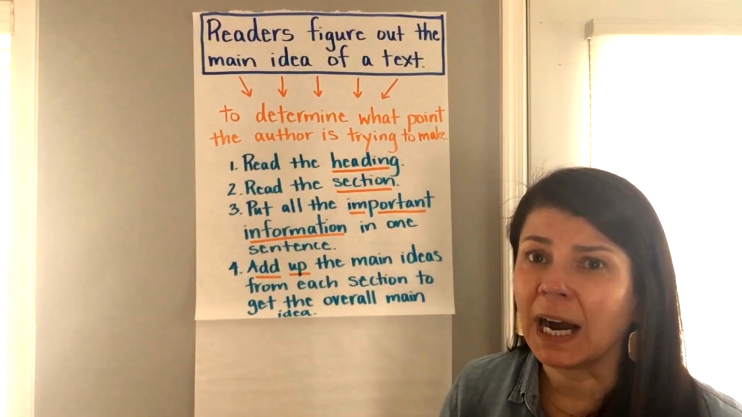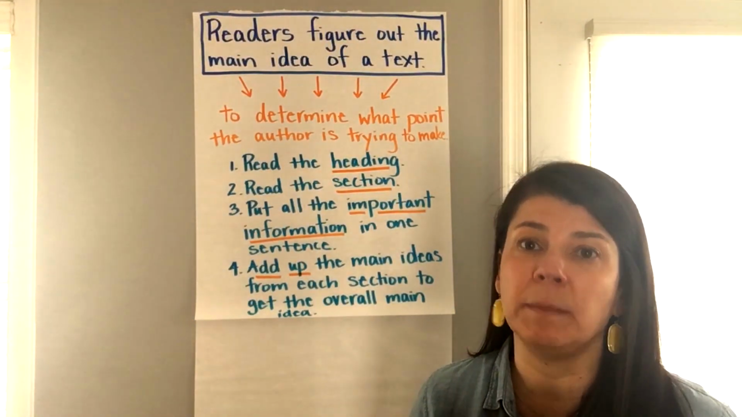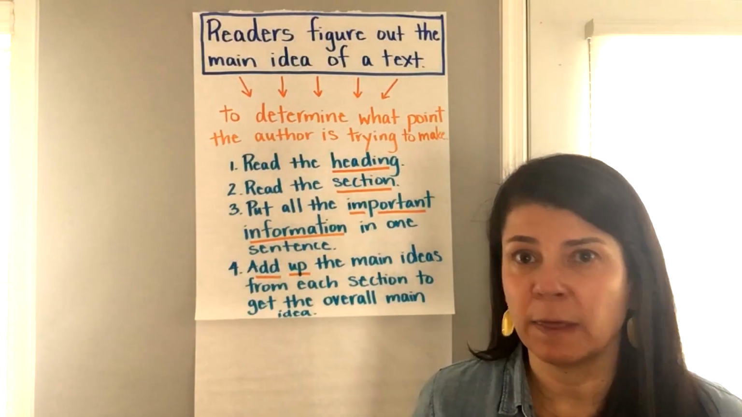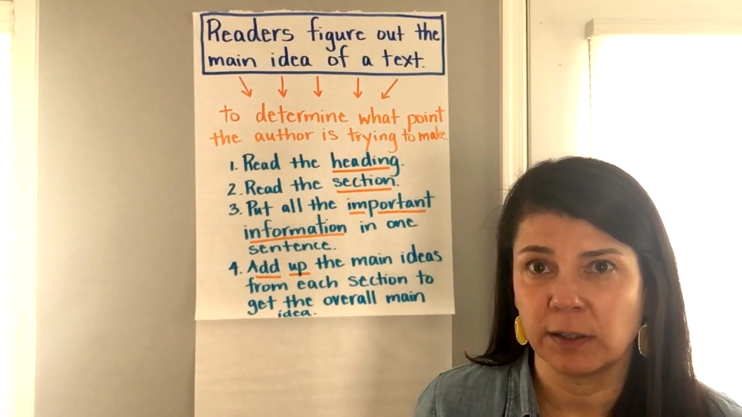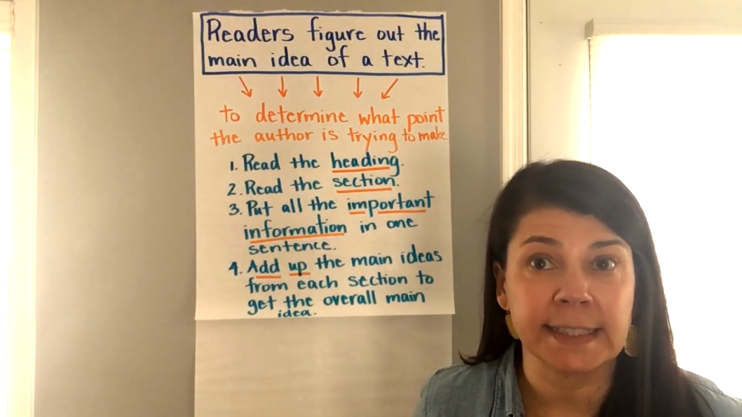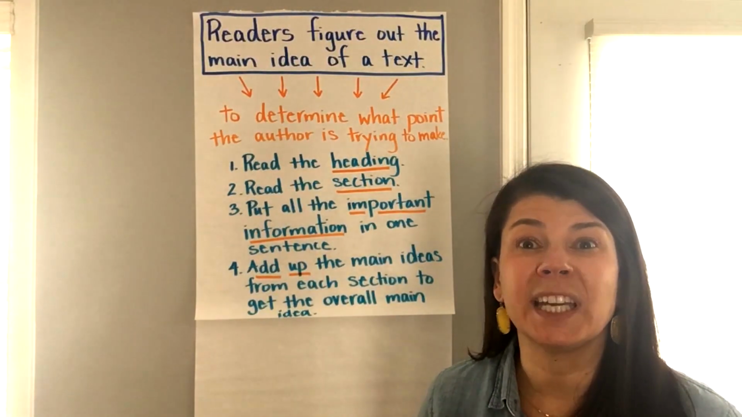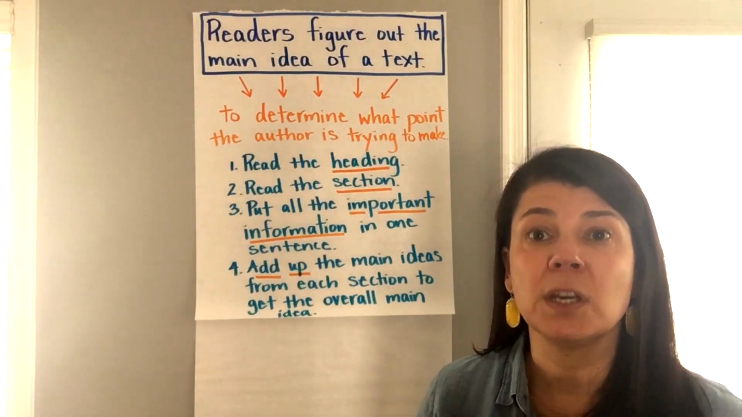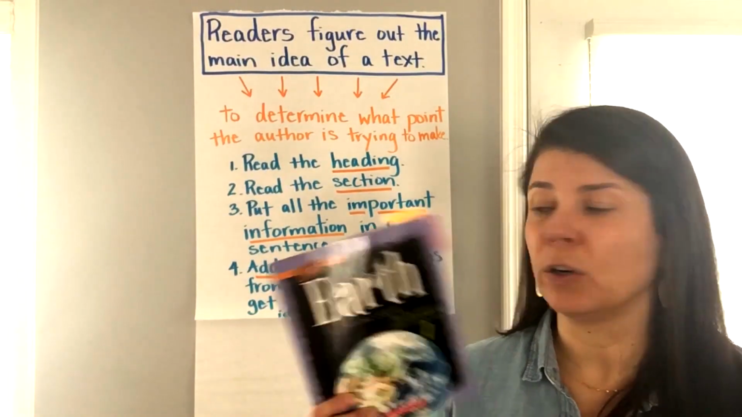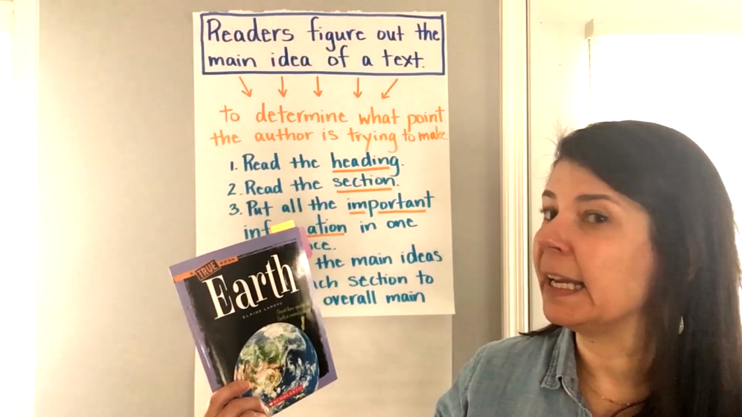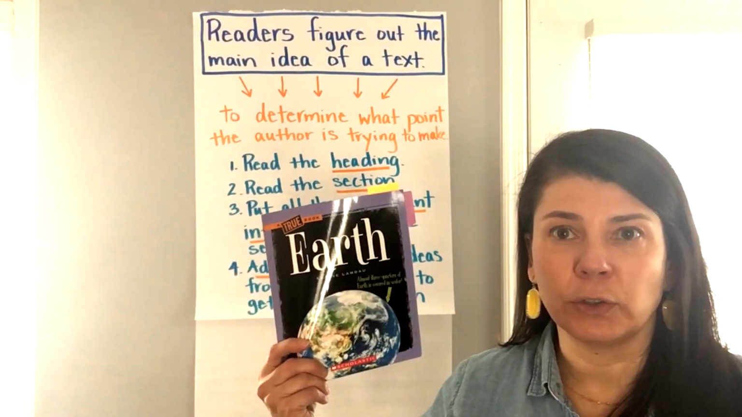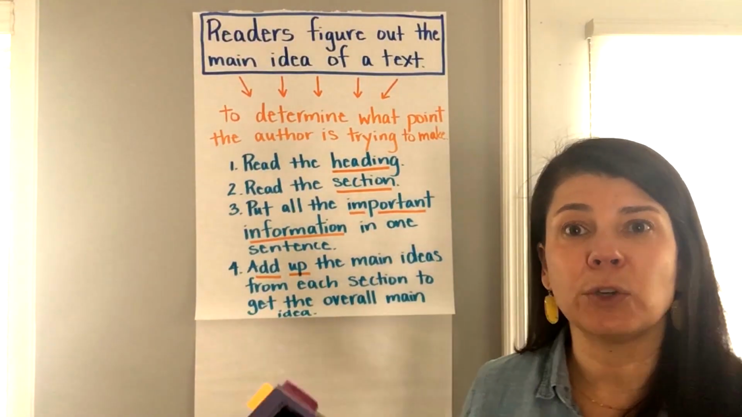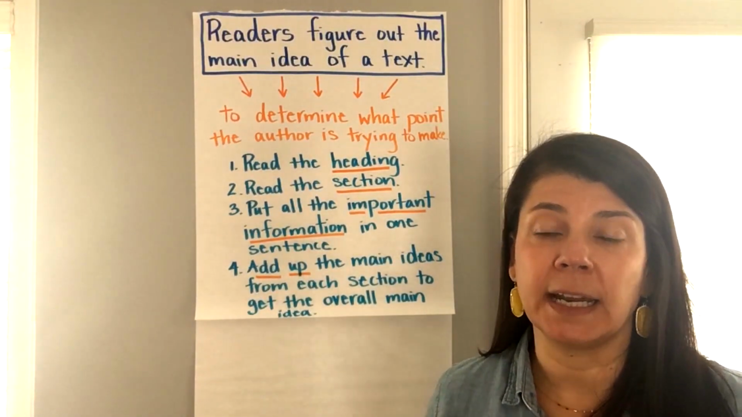The reason why readers find the main idea of a text is that then we can understand the point the author is trying to make, the reason they wrote that text. And we can go through some simple steps to help make that work easier. So I've been reading this book, Earth, by Elaine Landau, and it's a true book, so it's got a lot of facts in it. And I want to show you how I did some of this main idea work in this book.